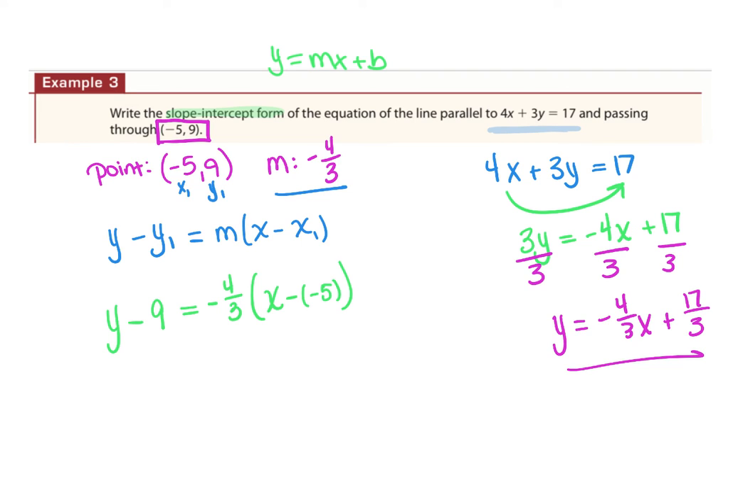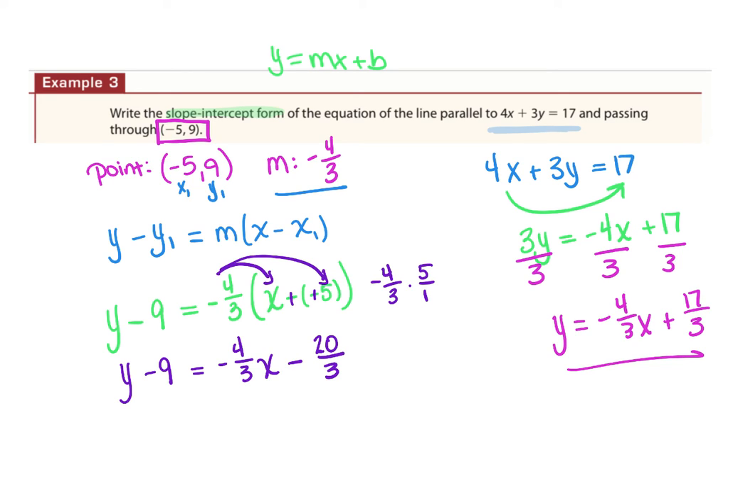All right. On the left-hand side, I'm going to leave that alone for right now. Minus a negative 5, that's the same thing as plus 5, right? Minus a negative, same thing as plus. Distribute your m. Negative 4/3 times x, that's negative 4/3 x. Negative 4/3 times 5. Remember, that's 5 over 1. So I have negative 4/3 times 5 over 1. It gives me negative 20 over 3.